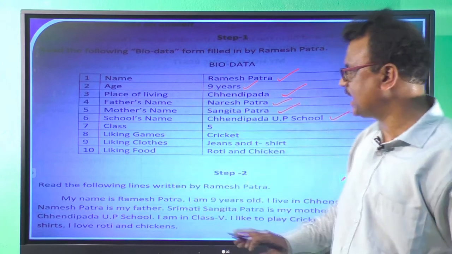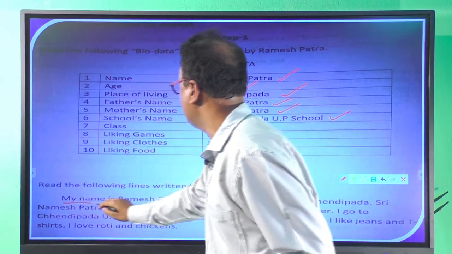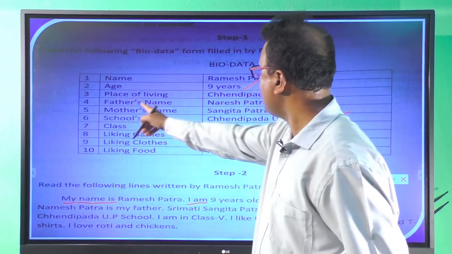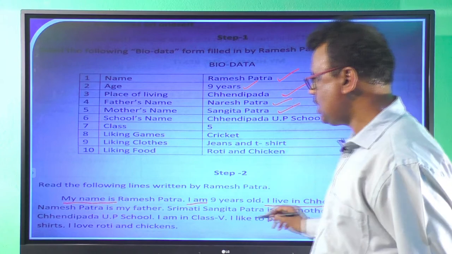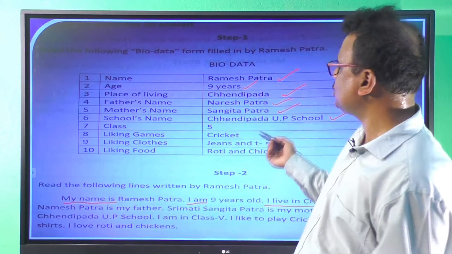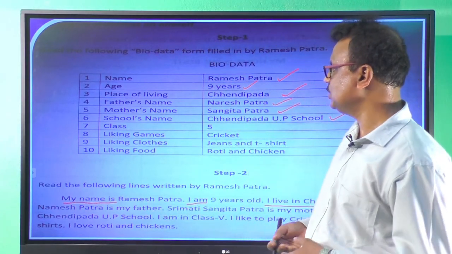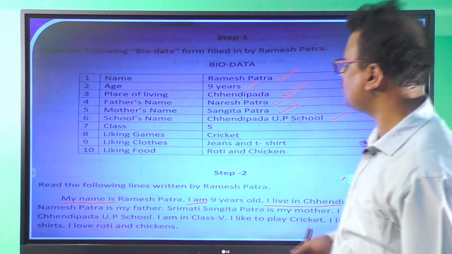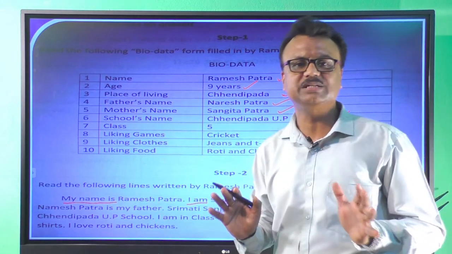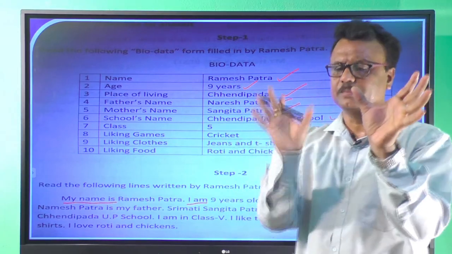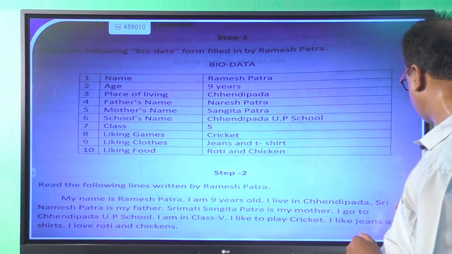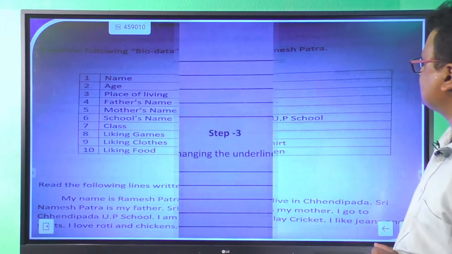Writing a paragraph from this data is very easy. Name is there, we just write, my name is Ramesh Patra. Age, I am 9 years old. I live in Chandipada. Shri Naresh Patra is my father. You can write also the name of my father is, the name of my mother is, the name of my school is. You can write of your own. So just reproduce the information given here and try to write in a small, easy, comprehensible paragraph. Make it a simple sentence, subject, verb, then continue the rest part of the sentence. So in this way you can do the writing for yourselves.